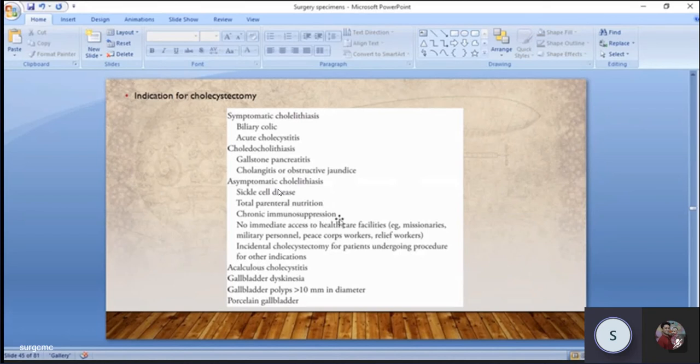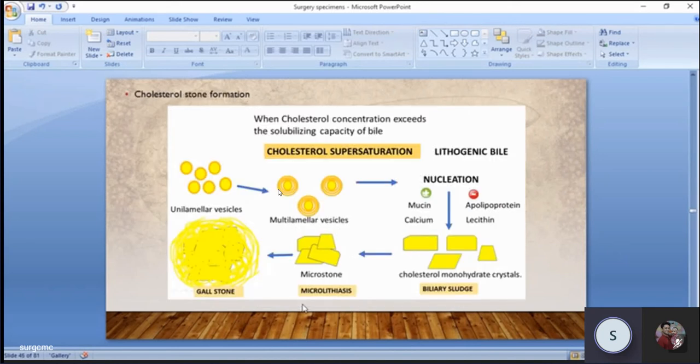Chronic immunosuppression patients and acalculous cholecystitis. Okay. Then gallbladder dyskinesia, gallbladder polyp, not all polyps, only more than 10 millimeter. Sorry, I said centimeter, it is more than 10 millimeter. And porcelain gallbladder, which is a precancerous lesion. Later they can ask you how cholesterol stone formation occurs. You can go through it.